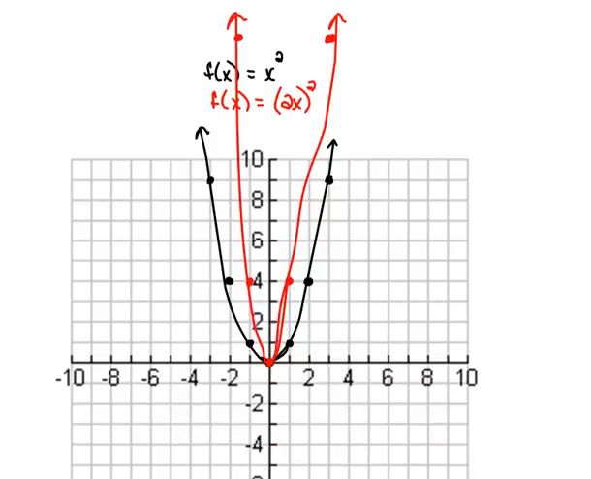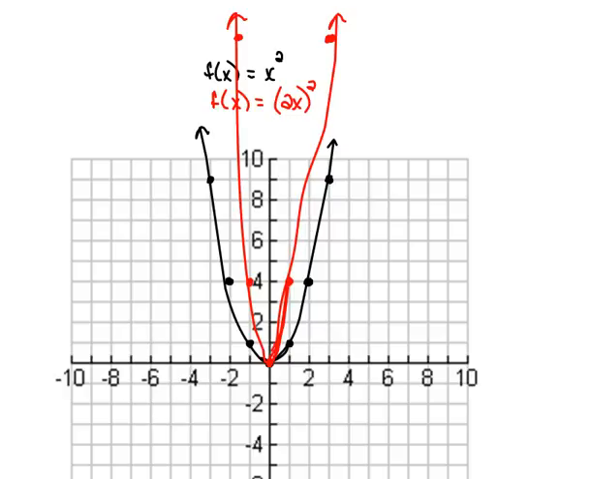Now, according to our definition, if the a value was bigger than 1, it compressed it horizontally. Compressing horizontally would be pushing it in horizontally towards the y-axis. And that is exactly what happened here. It made our quadratic, our square function, much, much skinnier.